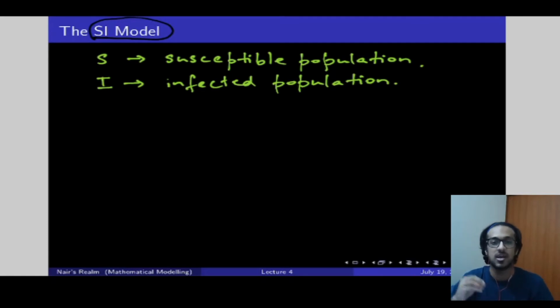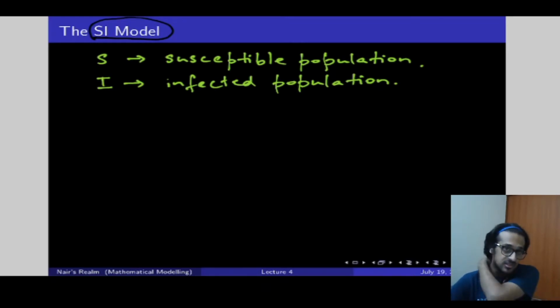It just means they are people who can get infected by the disease, right? An infected population, very obviously, refers to that part of the population which has actually been infected with a disease. So with COVID, for example, when somebody gets a test done and the test comes positive, they become an infected person. So they get added to the infected population.